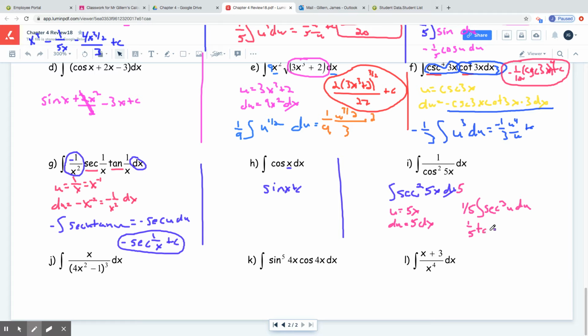And since my hand is getting sore and I don't want to rewrite anymore, it's tangent u plus c, but I'm just going to put the u right in there, which is 5x, and I get that. All right. Down to the last three.